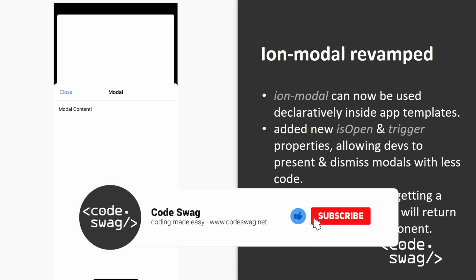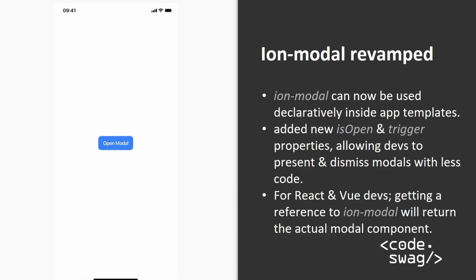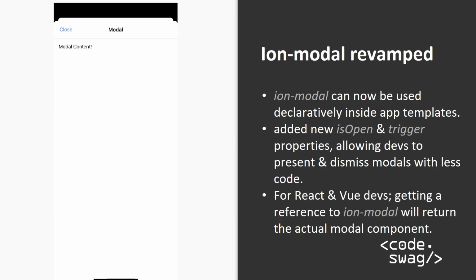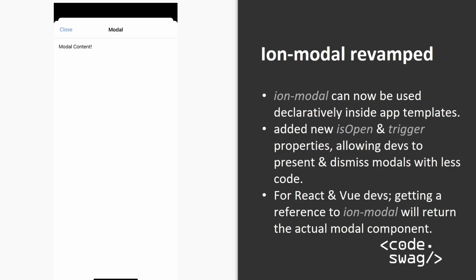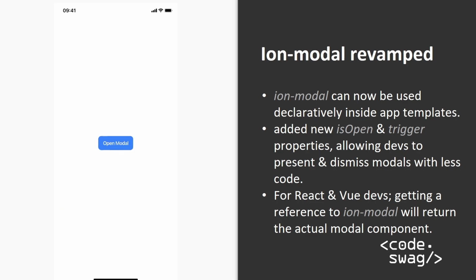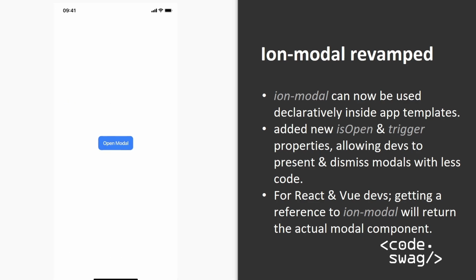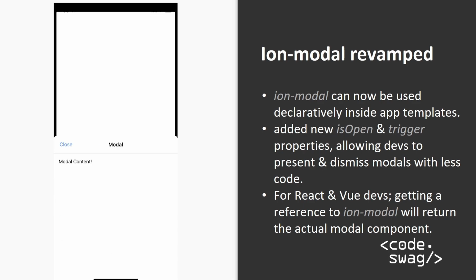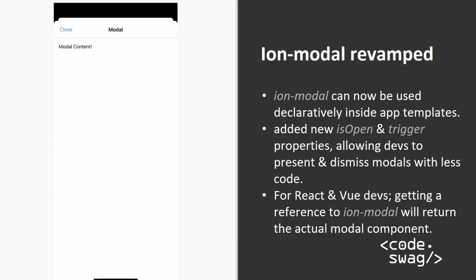Ion-modal has been further revamped and can now be used declaratively inside application templates. This means developers can write ion-modal in their template and pass in a component to show. New isOpen and trigger properties have also been added. These properties allow developers to present and dismiss modals with less code. For React and Vue developers, this change means that getting a reference to ion-modal will return the actual modal component rather than a placeholder element, as has been the case in Ionic 5.